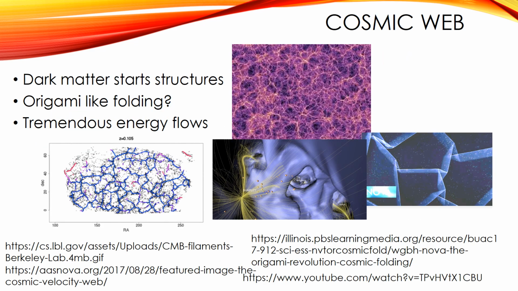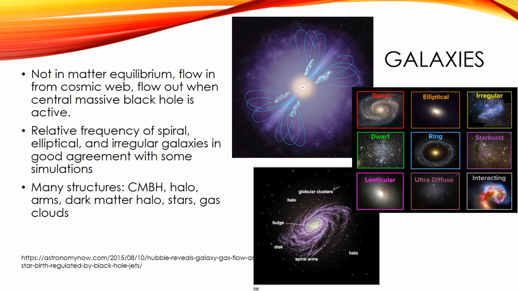So in the cosmic web, there was dark matter that starts the structures. Some have compared it to origami folding, where the folds are where some of the galaxies occurred, and there's some correlation between the spins and the orientations of nearby galaxies. A lot of people do various simulations, and there are tremendous energy flows in there, between the voids and where the matter is leading to. And there are a lot of these simulations out there that have led to predictions and match well with the measurements of the relative frequencies of different types of galaxies.